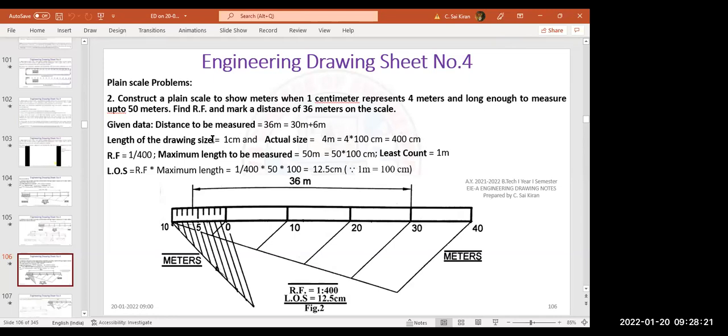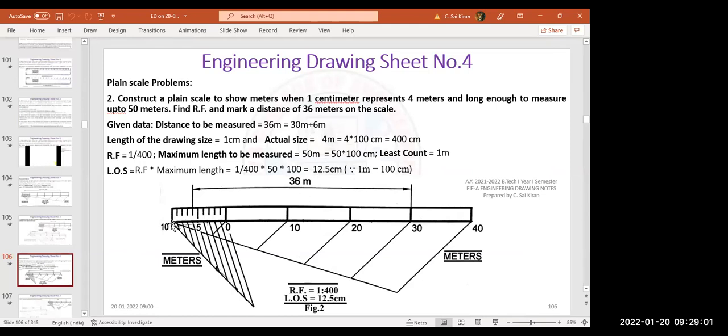So the RF comes as drawing size by actual size. Drawing size is 1 centimeter, actual size is 400 centimeters. Here centimeters get cancelled, so RF comes as 1 by 400. Okay. And the maximum length to be measured is 50 meters. Again you have to convert it into centimeters, because the LOS has to be in centimeters. You have to find the LOS: RF into maximum length. RF is 1 by 400, which you have calculated, multiplied by 50 meters into 100 to convert into centimeters. After calculations, you will get 12.5 centimeters.